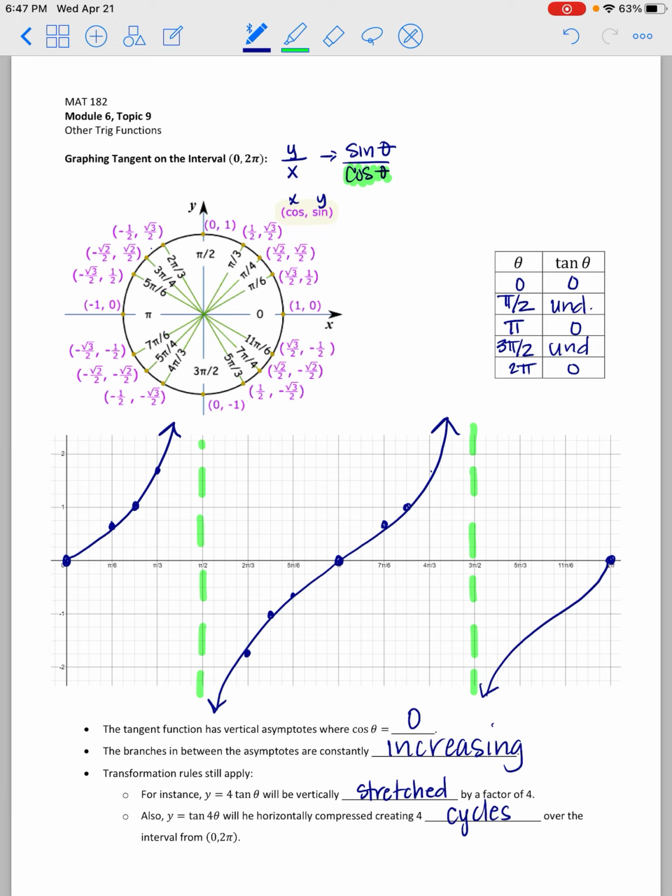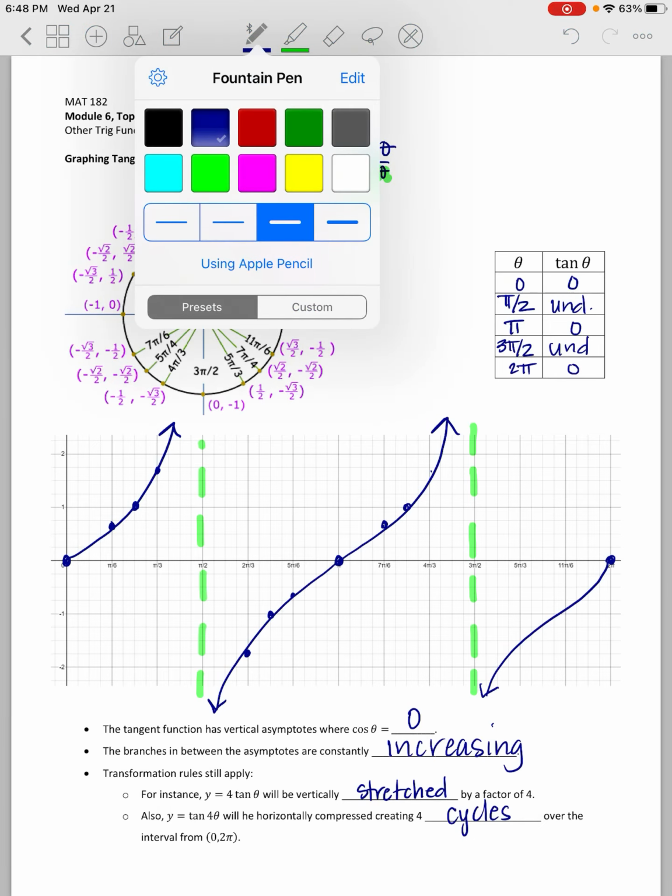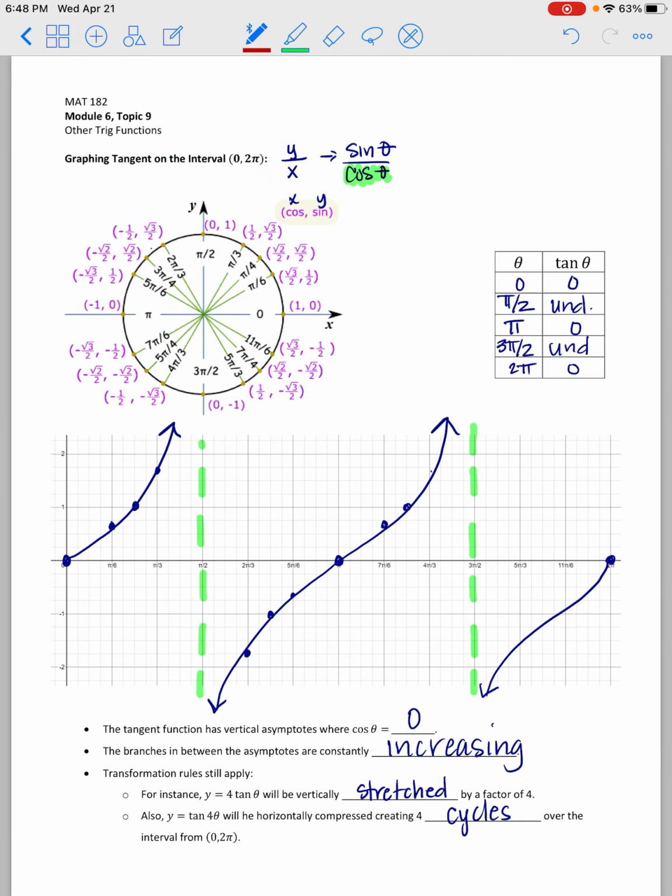So now you can hopefully recognize tangent when you see it. You're going to have asymptotes, and so periodically repeating asymptotes. The asymptotes happen every 180 degrees, because that's how often or how frequently cosine hits 0. And then we have branches that constantly increase in between. Okay, so there's tangent. Let's go on to the cotangent.